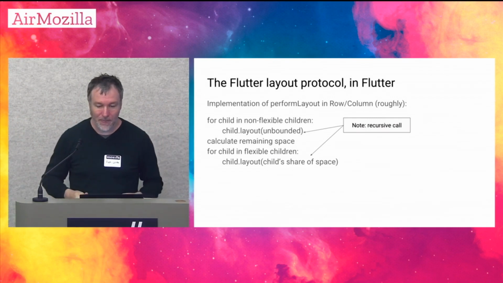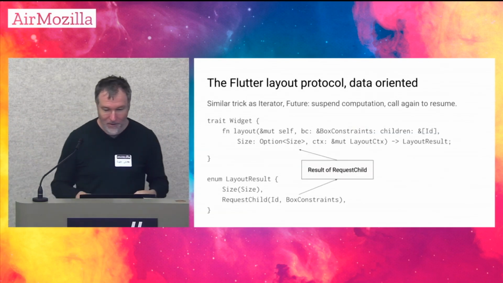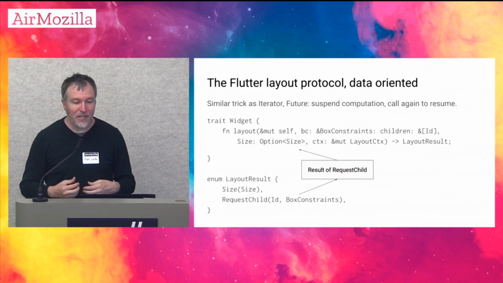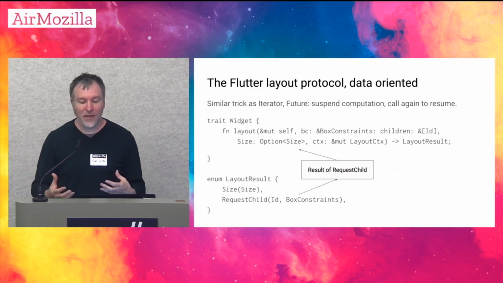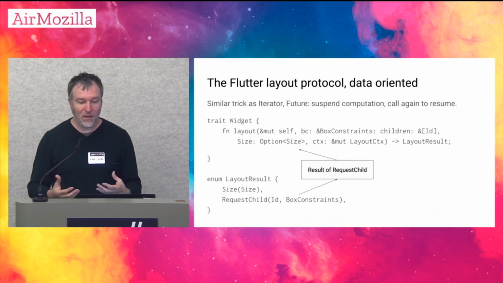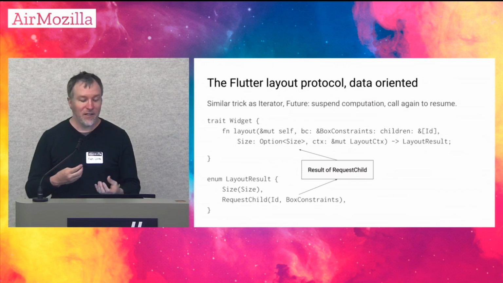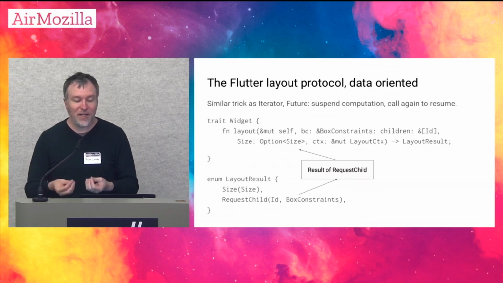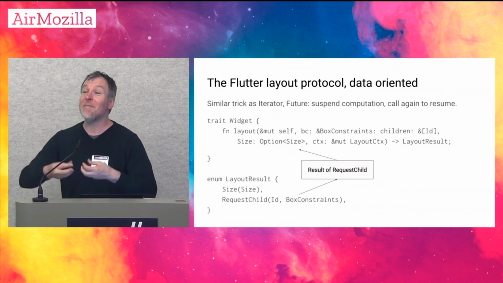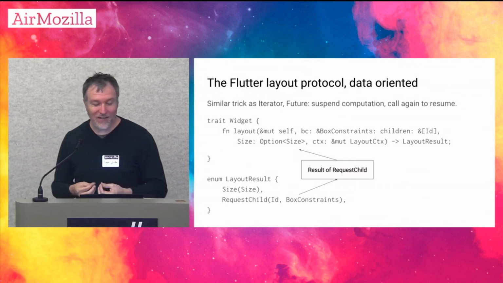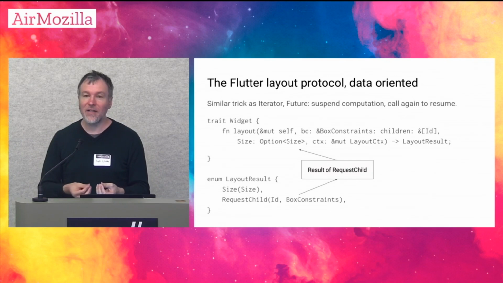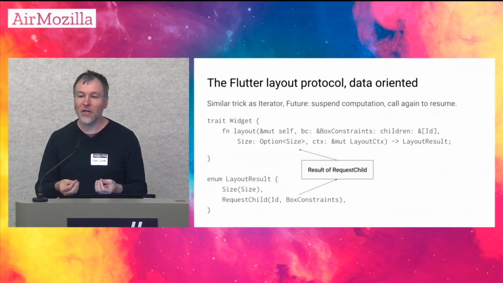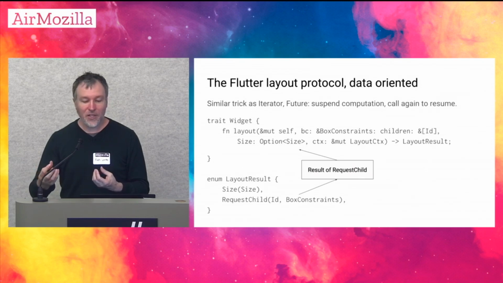You can't do this. How do we fix that? So in the data-oriented world, there's tricks. And I think maybe it would be better to say this is a pattern, right? And so you see this pattern in things like iterator and in future, where you have a computation and you don't want to do the entire computation in one gulp.